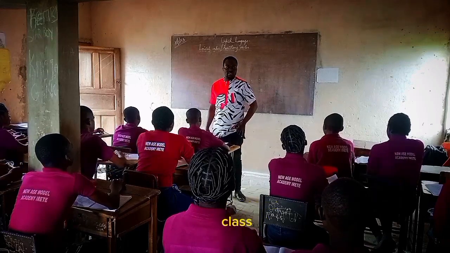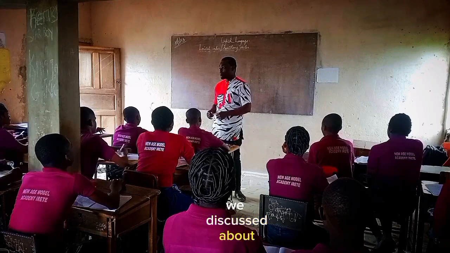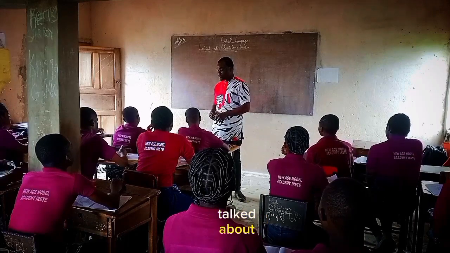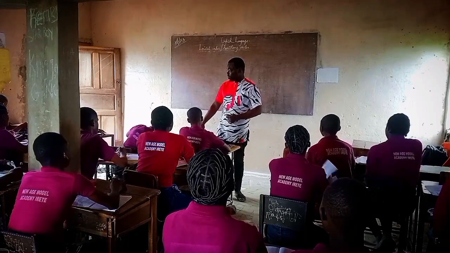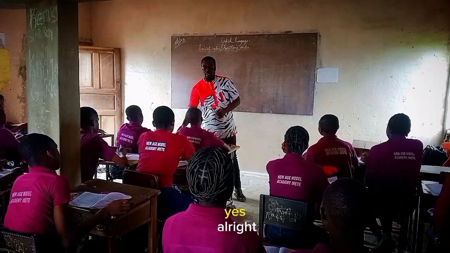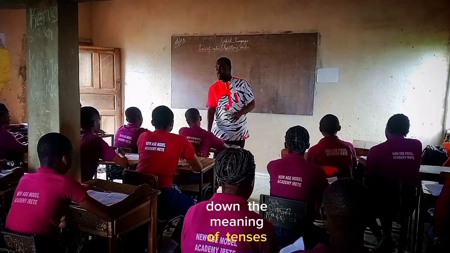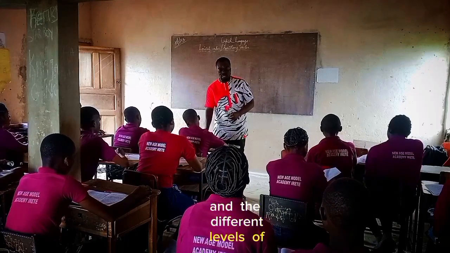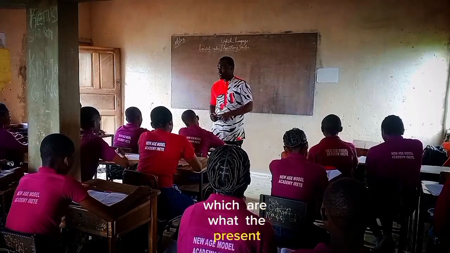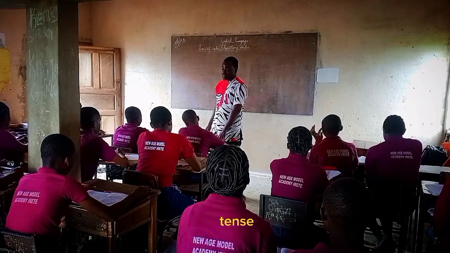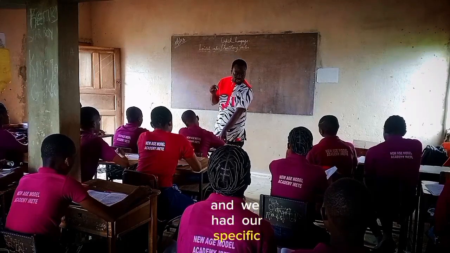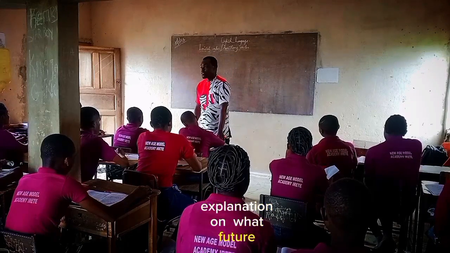So for today's class, we are going to continue from where we stopped. The previous class, we discussed, what was the last topic we talked about? Sequence of tense, right? Yes. In the sequence of tense, we took our time to break down the meaning of tenses and the different levels of tenses, which are what? The present, the past, and the future tense. And we had our specific explanation of the future tense.